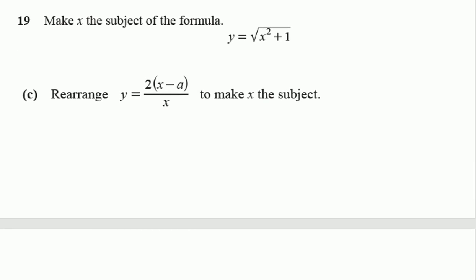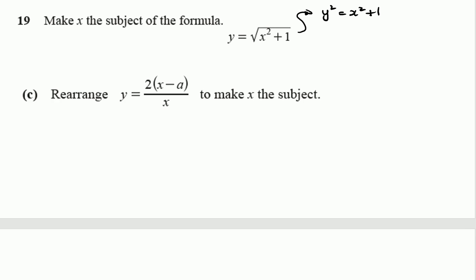In the next question, I'm asked to make x the subject of this formula. Now, if I was solving the equation, the square root of x squared plus 1 equals, let's say, 5, the first thing I would want to do would be to get rid of that square root sign, which is trapping all my terms. I would do this by squaring both sides. And that's exactly what I'm going to do here. I'm going to start off by saying y squared equals x squared plus 1.